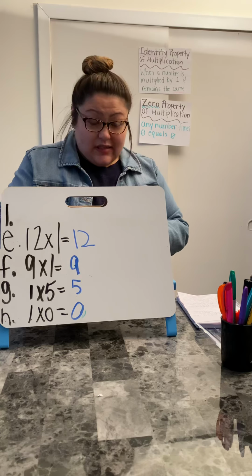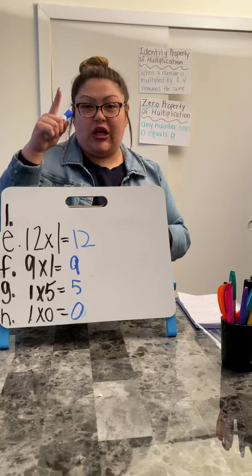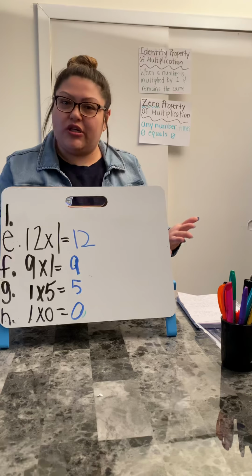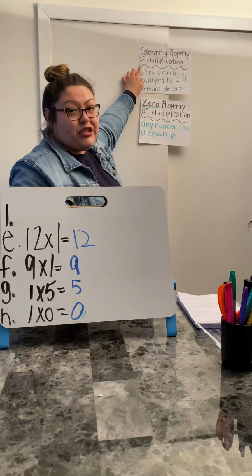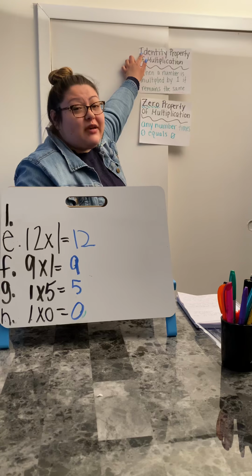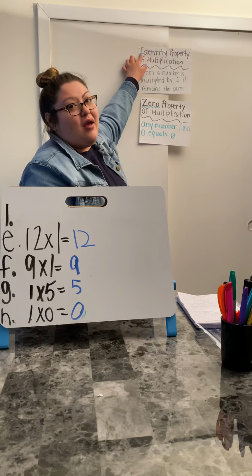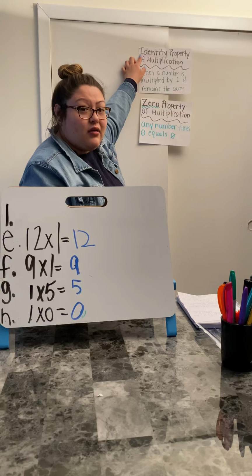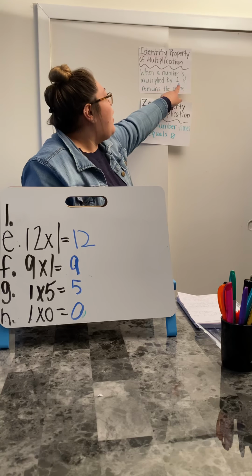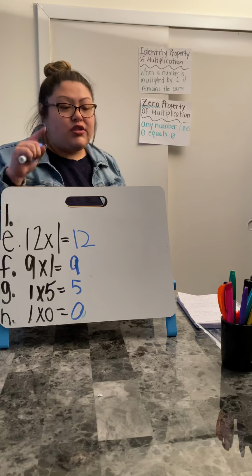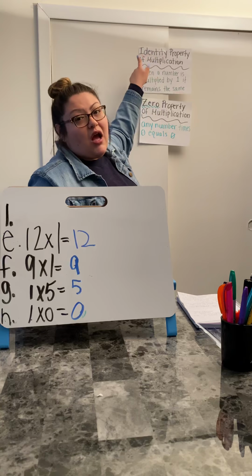So number 4 says, what is the property for solving problems E, F, G, and H? Well, it's the property that we just learned. The identity property of multiplication. And the reason it says of multiplication is because before, when we were doing place value, we had the identity property of addition. But now it's a different property when we're talking about multiplication. So when a number is multiplied by 1, it remains the same. So for number 4, please write identity property of multiplication.